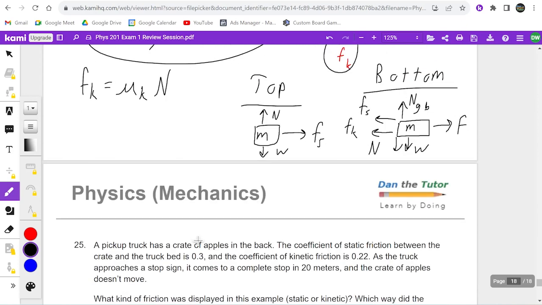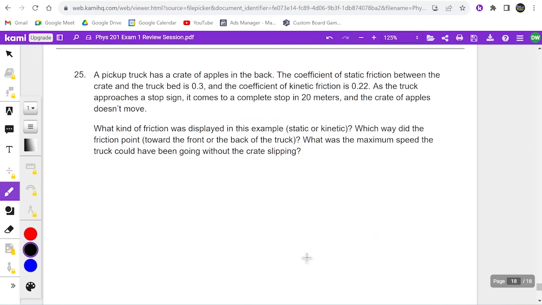Okay. Then next, the last problem of the day, 25. A pickup truck has a crate of apples in the back. The coefficient of static friction between the crate and the truck bed is 0.3, and the coefficient of kinetic friction is 0.22. As the truck approaches a stop sign, it comes to a complete stop in 20 meters, and the crate of apples doesn't move. What kind of friction was displayed in this example, static or kinetic? Which way did the friction point? Toward the front or the back of the truck? What was the maximum speed the truck could have been going without the crate slipping? We'll do these one at a time.